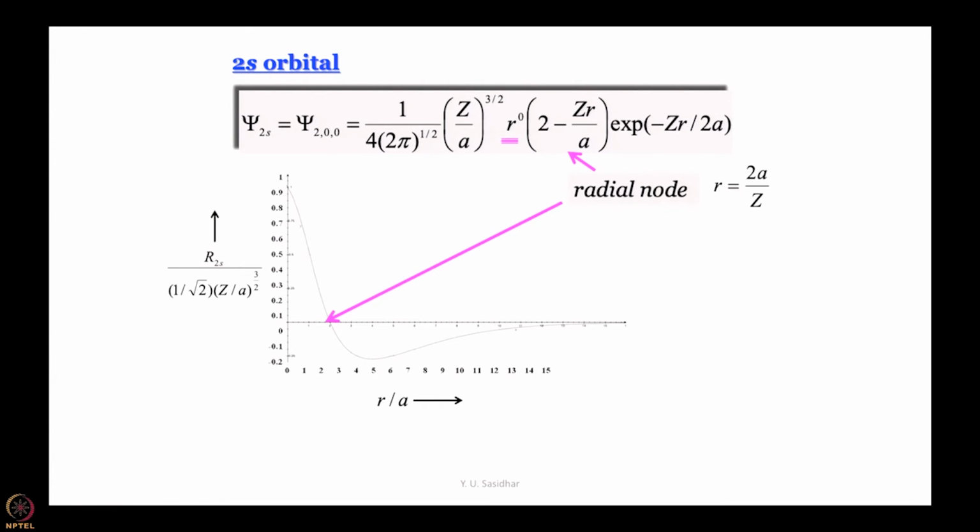So, what do we have here? We have a fall off, and then this function as we discussed earlier can become 0 at some value. At which value? R equal to 2a by z. That is where we will get a node, and that is where the wave function will change sign, right. So, once again we will just plot it for you, and we will make it a little interesting. So, let us do that.